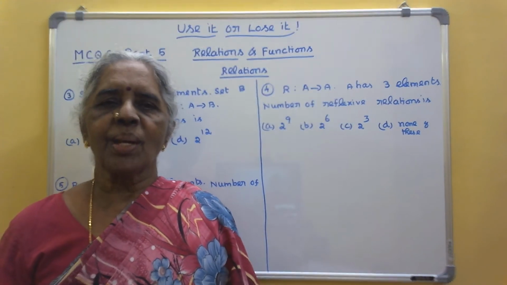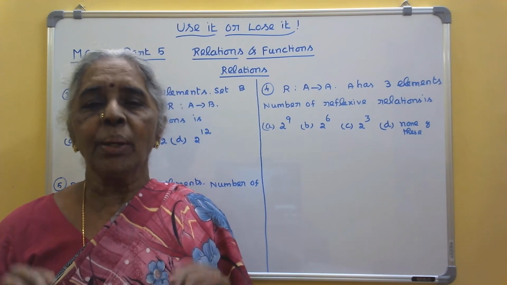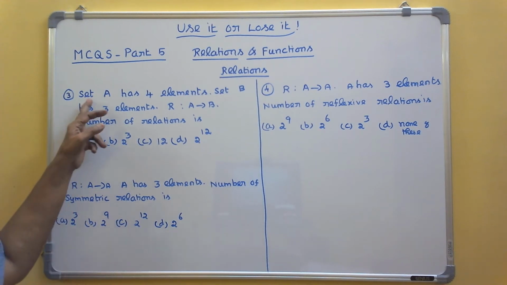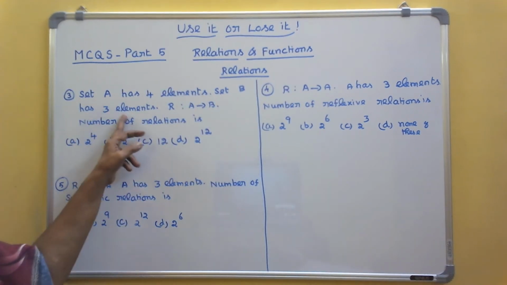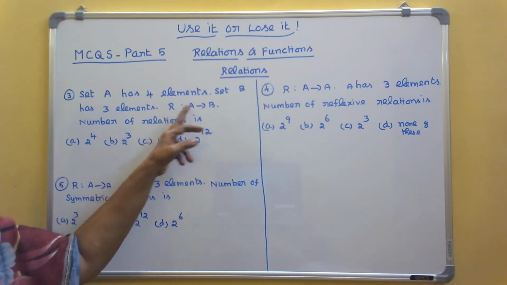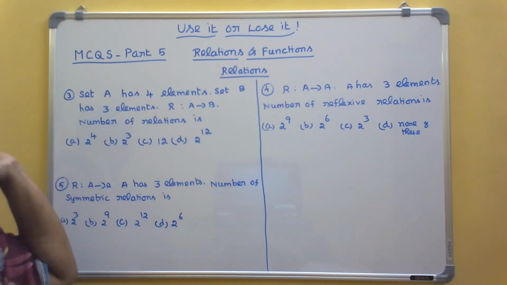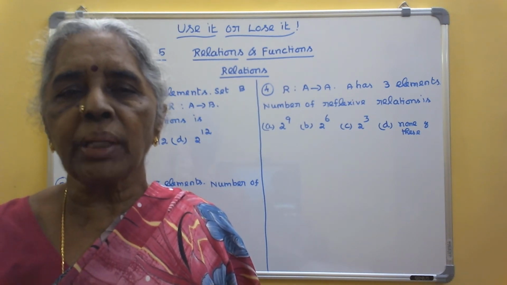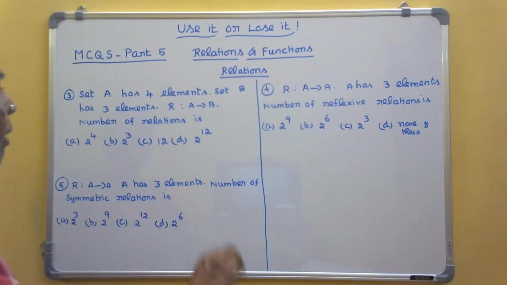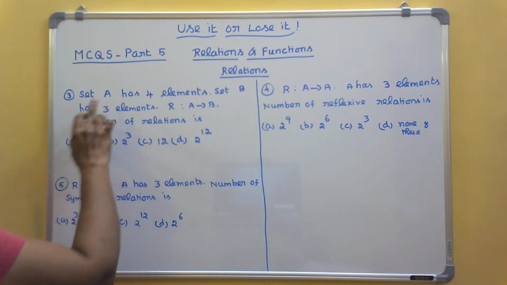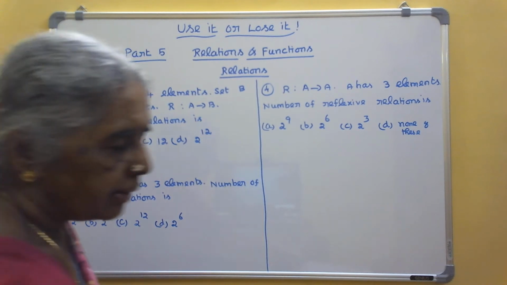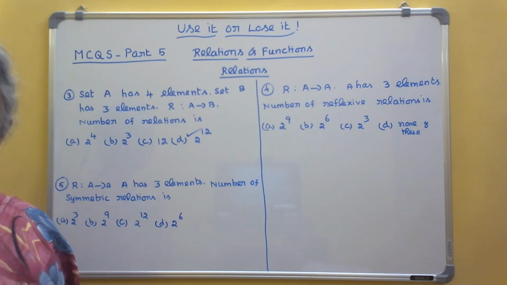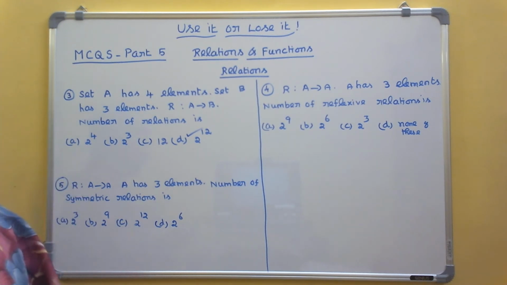Now let us see 3 sums based on the concepts. Now you have noted down. Okay, very straight formula application. Now see the third sum. Set A has 4 elements. Set B has 3 elements. That is, the relation is from A to B. Number of relations is, now that you know the formula, what is the formula? 2 power m into n, 2 power mn, right? So here m is 4 and n is 3. So 2 power 12. That is your correct answer. So option D is your correct answer. Once you know the formula, you can very easily do the sum, right?